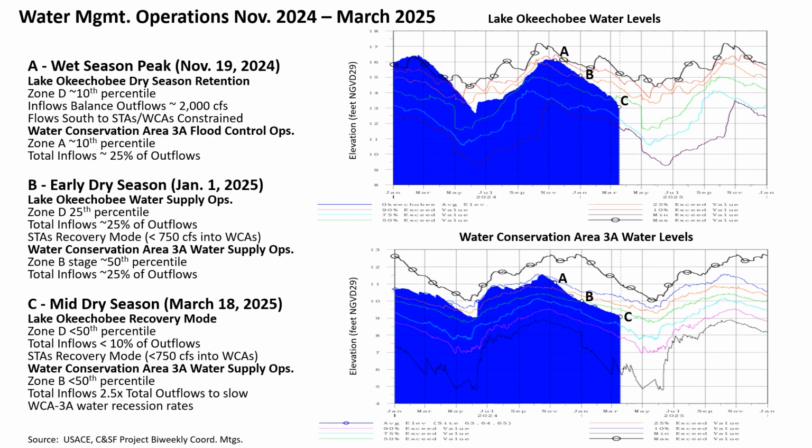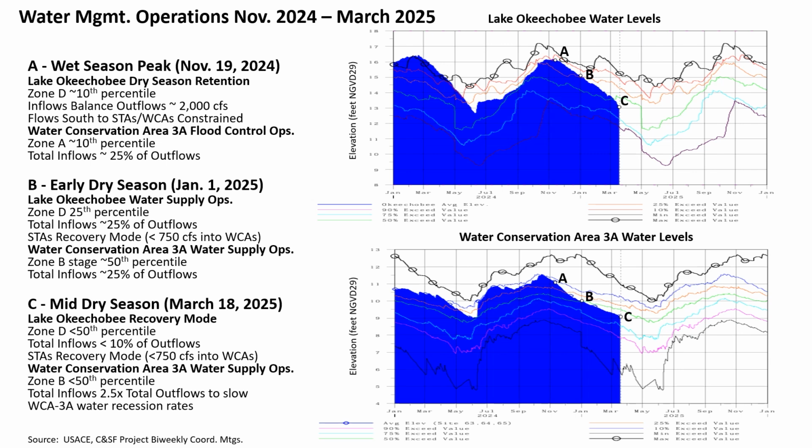Flows southward into the stormwater treatment areas are limited in the dry season to less than 750 CFS to allow recovery of their vegetation communities. Water Conservation Area 3A water levels had dropped into Zone B, and outflows to Everglades National Park followed the Tamiami Trail flow formula.